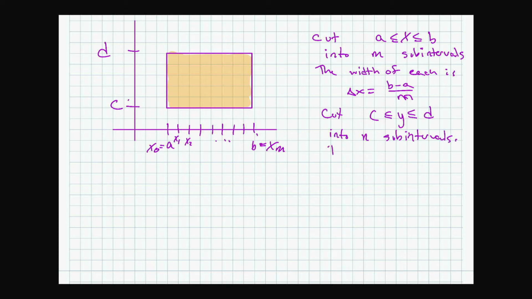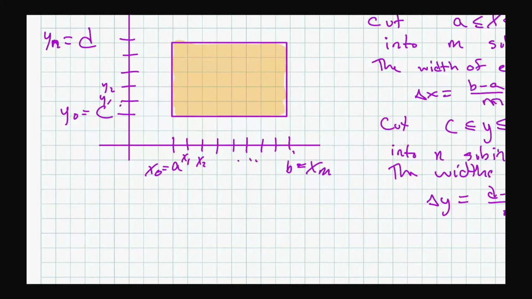The widths are delta Y, which is going to be D minus C over N in that case. So we're cutting this up into a certain number of intervals as well. So this would be, I guess, Y0. This would be Yn, and then Y1, Y2, etc. Now what happens then is you actually are dividing this entire thing into a whole lot of little squares.